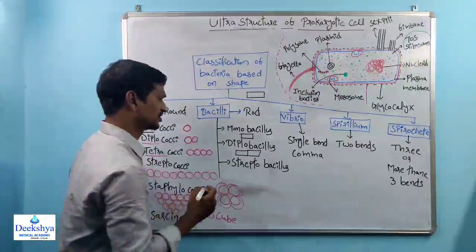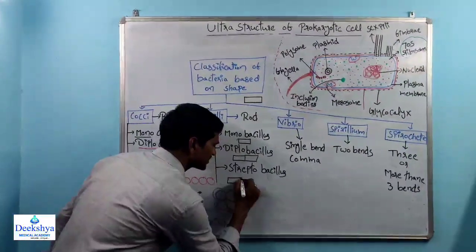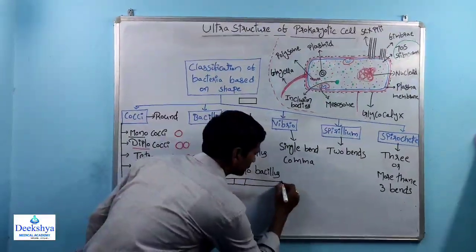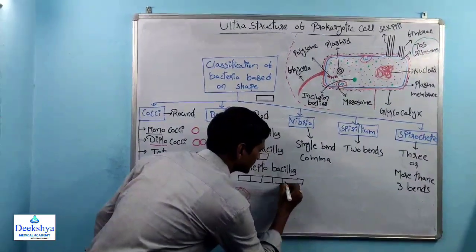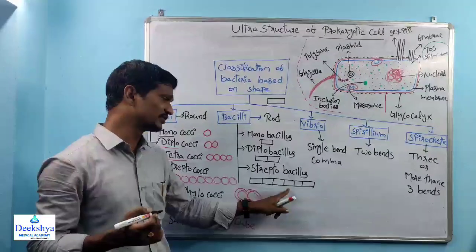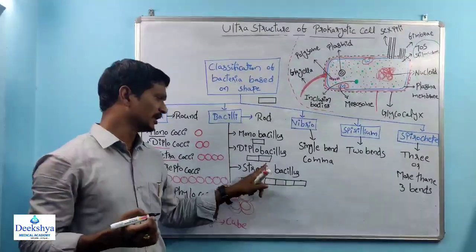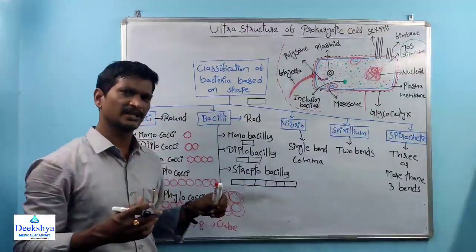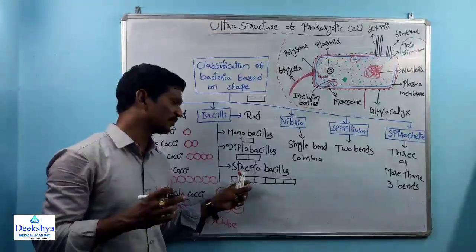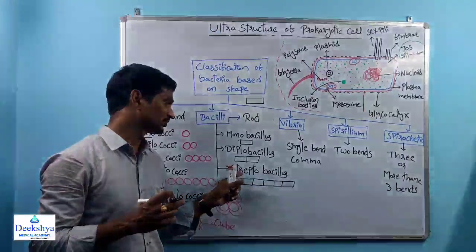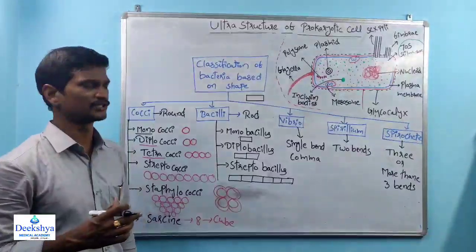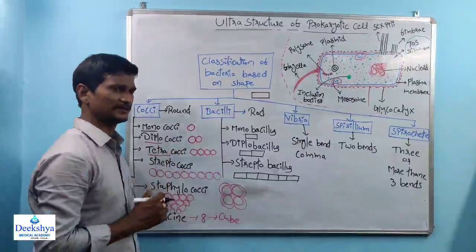And strepto, here chain form. Many bacteria are there, and all these bacteria exhibit the chain structure. Each individual bacterium is rod-shaped. A group of rod-shaped bacteria are connected and finally form a chain-like structure. That structure is called streptobacillus. Right? That is about the bacilli.